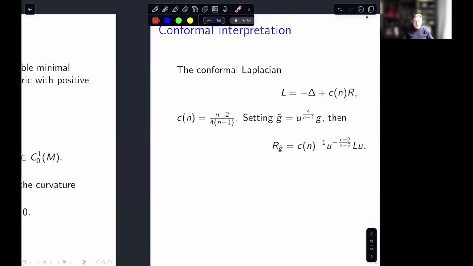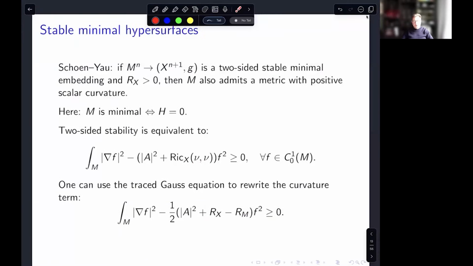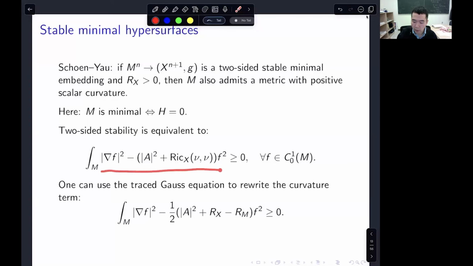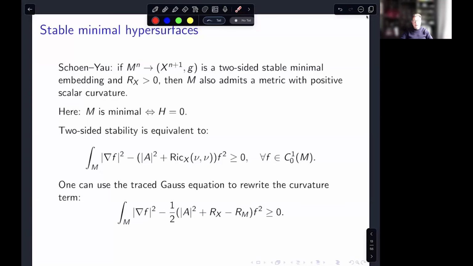Chao, one question. Yes. You talk about two-sided minimal hypersurfaces. What about dropping this assumption? Right. If you drop this assumption, then we're dealing with a one-sided hypersurface, generally speaking. In that case, it still makes sense to talk about stability, but the stability is not given in this simple form of eigenvalue condition.